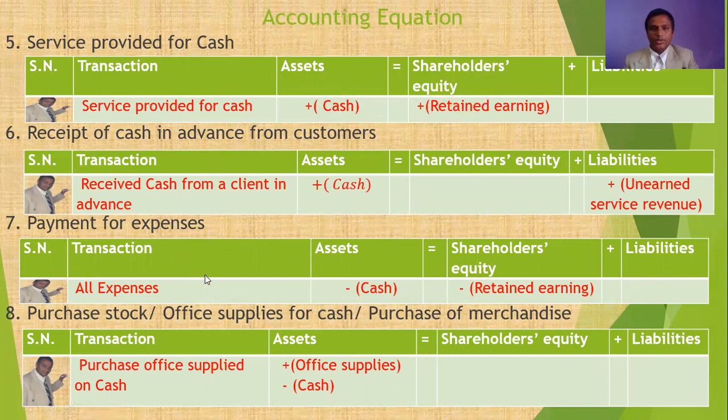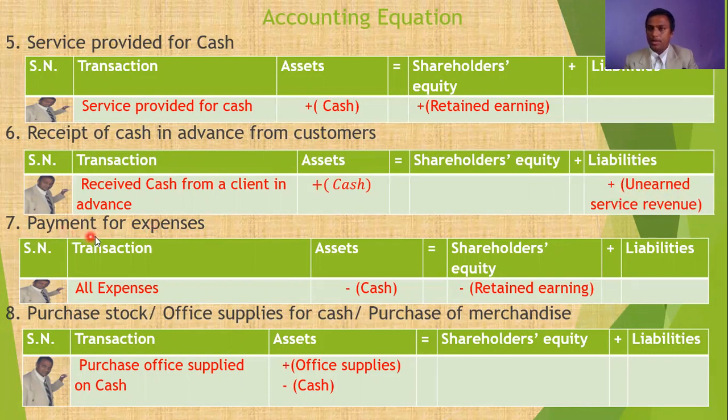Next, number 6, receipt of cash in advance from customers. Receipt of cash: what's coming? Cash is coming, and cash is an asset. In advance means some work must be done. We took cash in advance for work that has to be done, so that is an increase of liabilities. The name is service revenue received in advance.